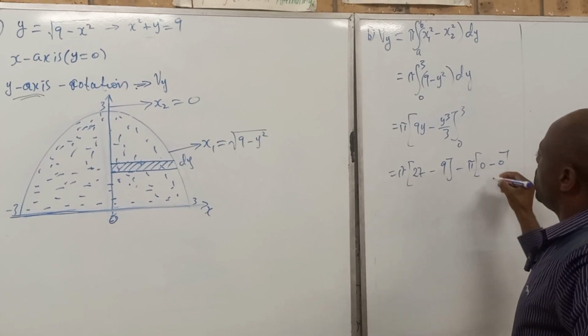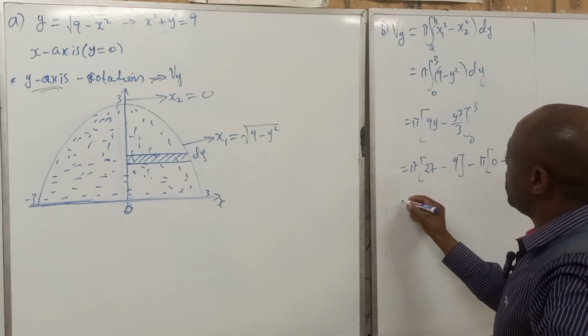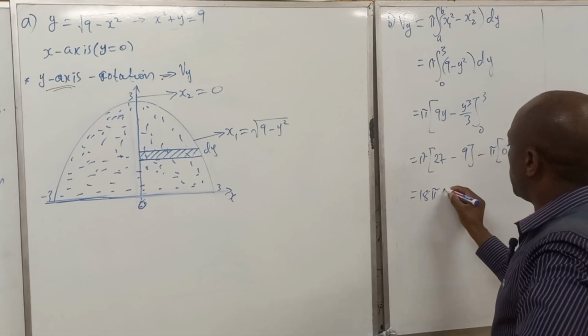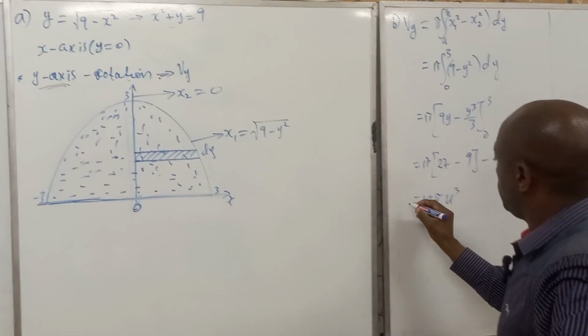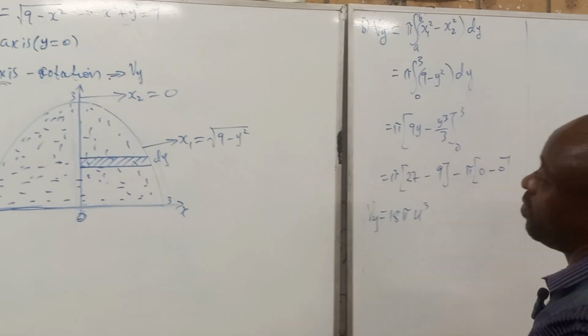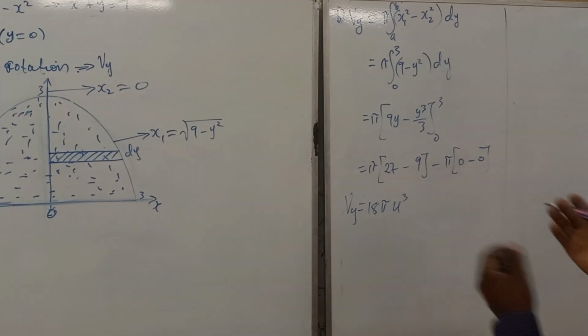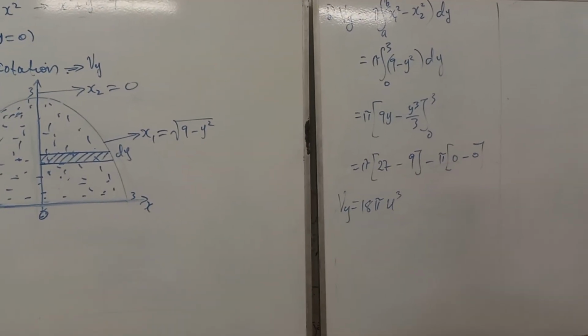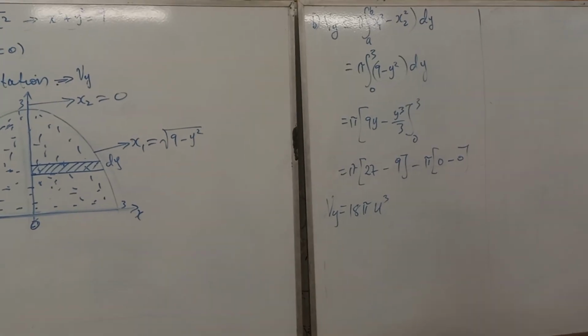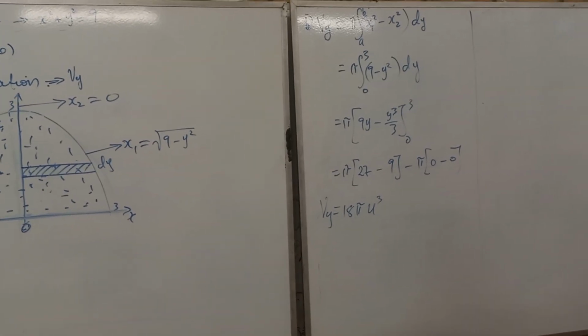Get 0 minus 0. Then you see that 27 minus 9 gives us 18 per unit. So for those who follow the other video where I solved this problem with a vertical strip, you remember that our answer was 18 pi units cubed. So that's how simple the volume is.